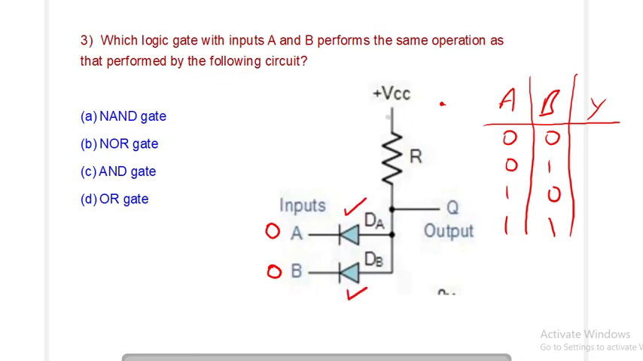Now when they are forward biased, both the diodes will conduct, and because of their conduction the output will become 0. So for the first case the output is 0.